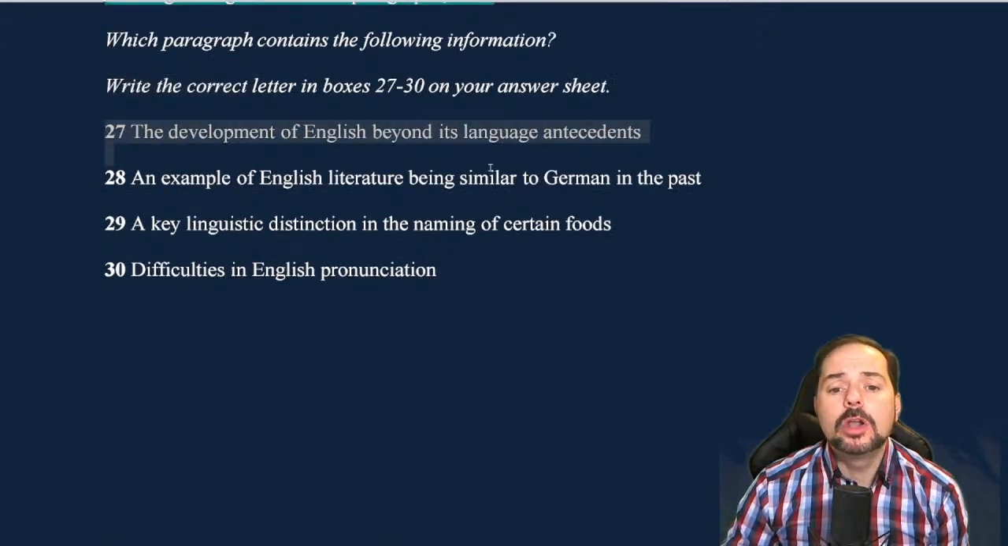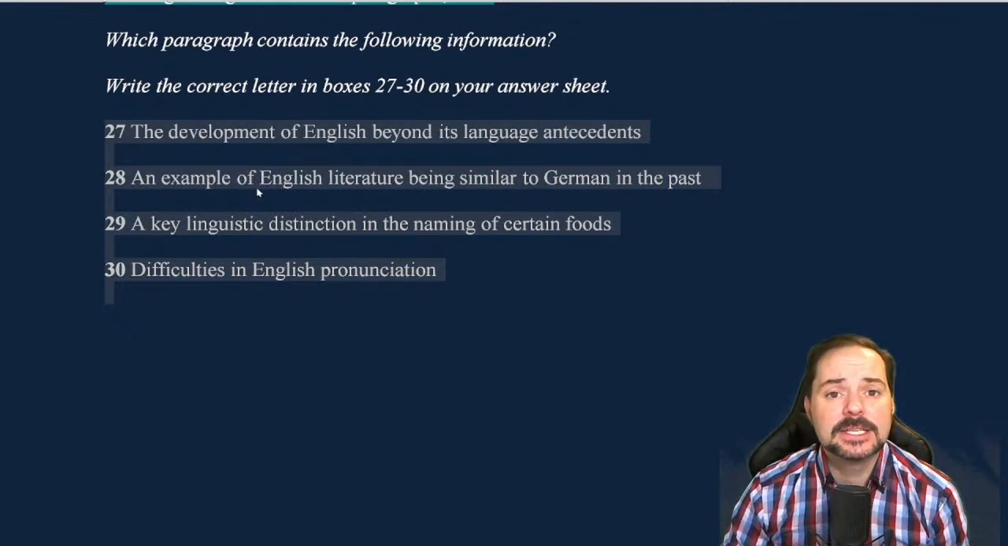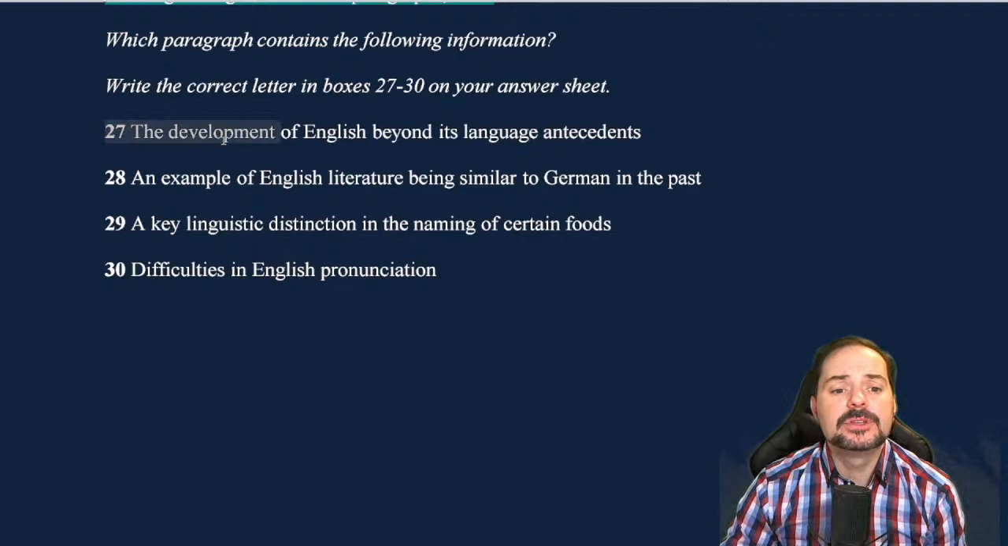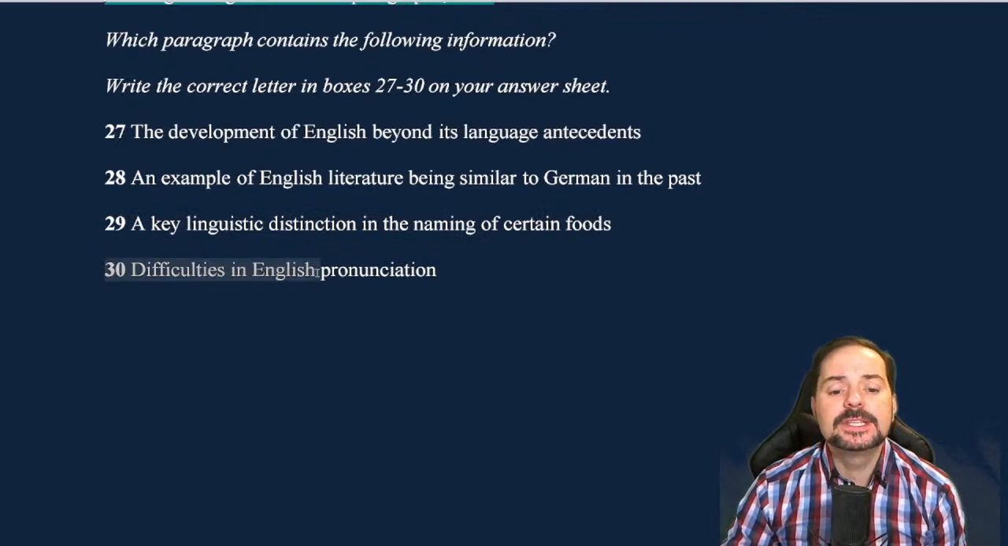So here, all of this information is included somewhere in the passage, so we want to definitely read this, okay? 27, the development of English beyond its language antecedents. If you don't understand the word antecedents, don't worry about it. 28, an example of English literature being similar to German in the past. 29, a key linguistic distinction in the naming of certain foods. 30, difficulties in English pronunciation.